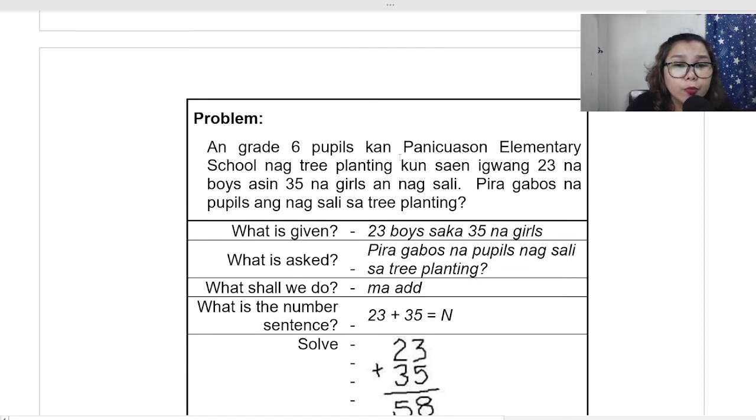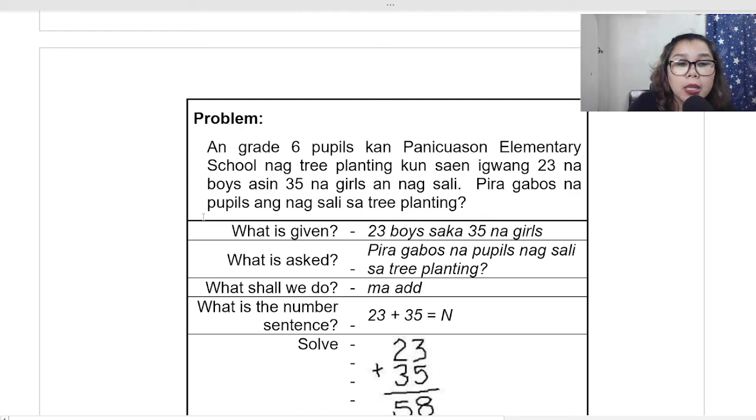Ang grade 6 pupils kan Panikwasan Elementary School nag-tree planting kung sa igwang 23 na boys as in 35 na girls ang nagsali. So this piragabos na pupils ang nagsali sa tree planting. So the grade 6 pupils of Panikwasan Elementary School participated in a tree planting wherein there were 23 boys and 35 girls. Piragabos, how many pupils participated in the tree planting?